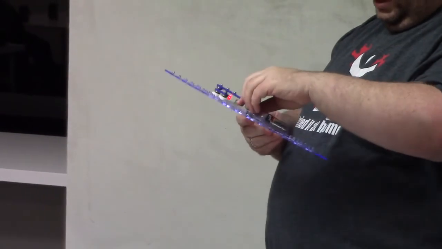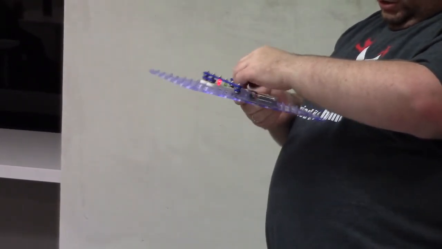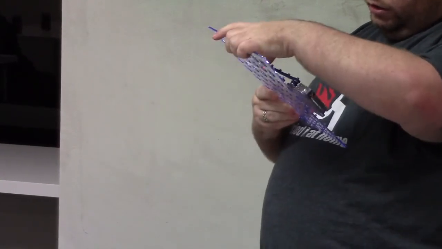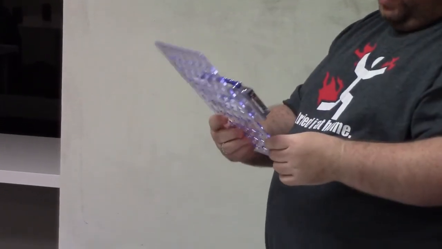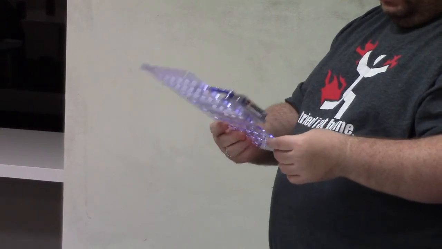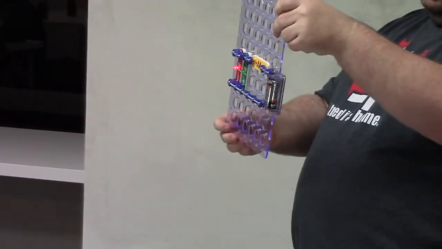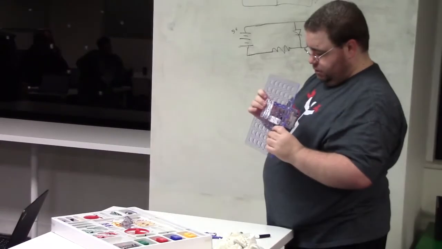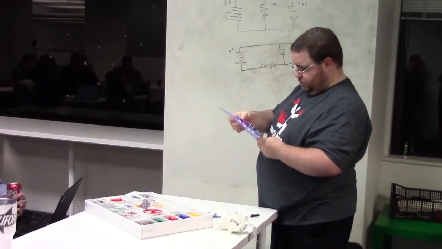So we see that the first one is much dimmer than the other. Yes, the red is brighter. The green one should just be like barely working, but it's actually shorted. Yeah.